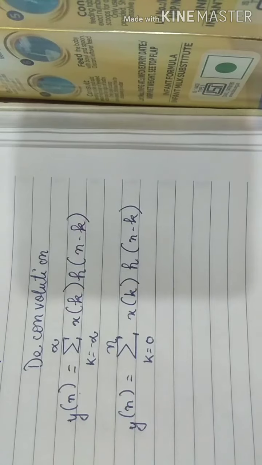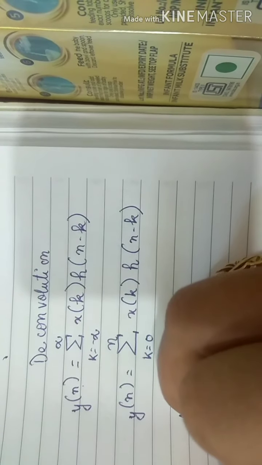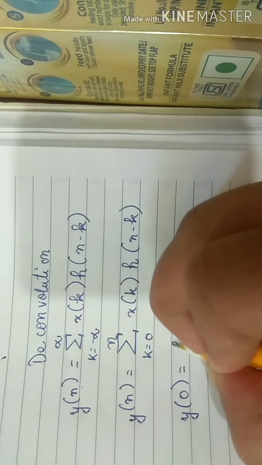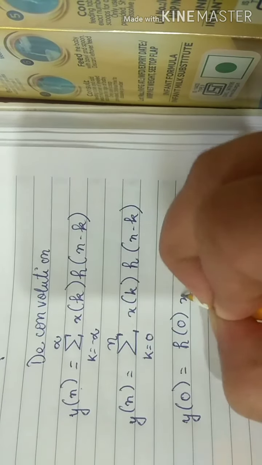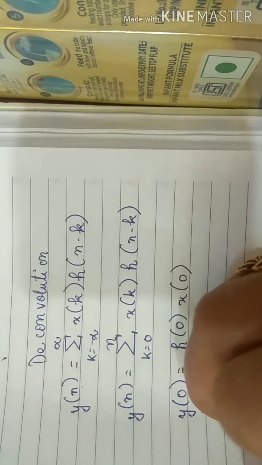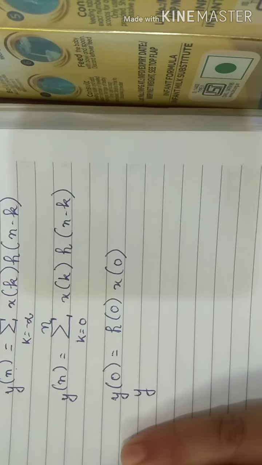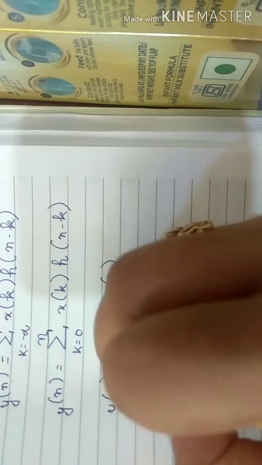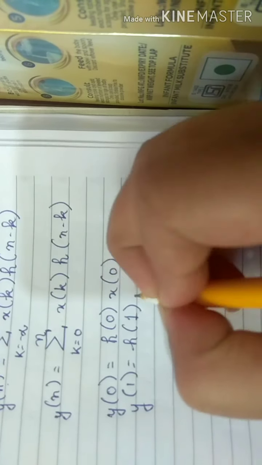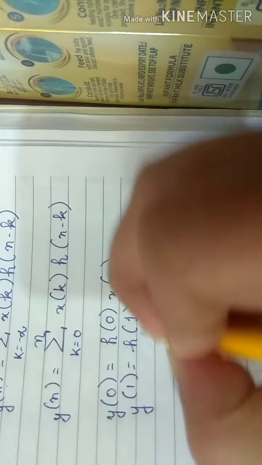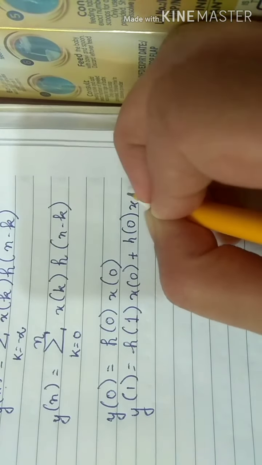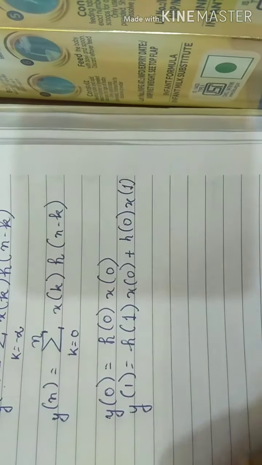So from here we can see that y[0], if I want to write, this will be h[0] into x[0]. If I want to write what is y[1], this will be h[1] multiplied with x[0] plus h[0] into x[1], and so on.